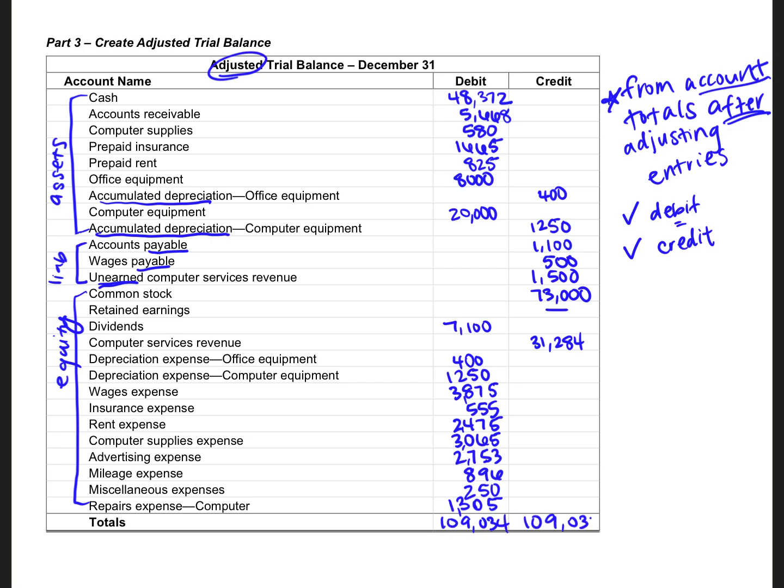If you don't, for some reason, maybe we made a mistake somewhere. So remember, the whole point of our adjusted trial balance is to just make sure that our debit and our credit columns are equal. In our next step, we'll use these totals to create our financial statements.